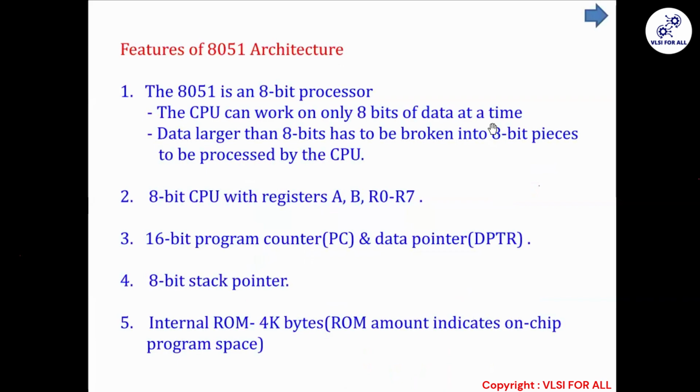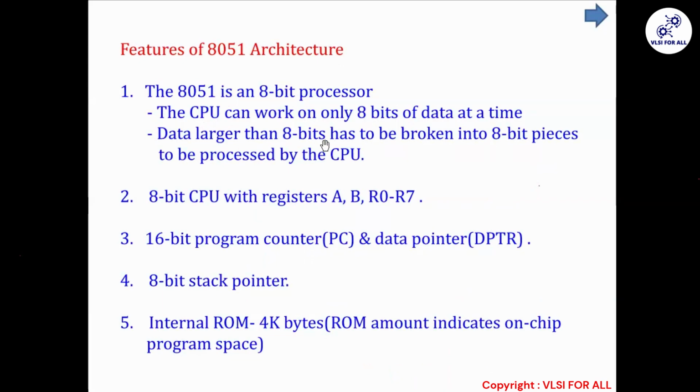Now the block diagram will be clear to us from this. So shortly we'll go through the features of the 8051 architecture. I'm expecting that you understood it. So 8051 is an 8-bit processor or microcontroller. Its processor is 8-bit. The CPU, the central processing unit, can work on only 8 bits of data at a time, right?